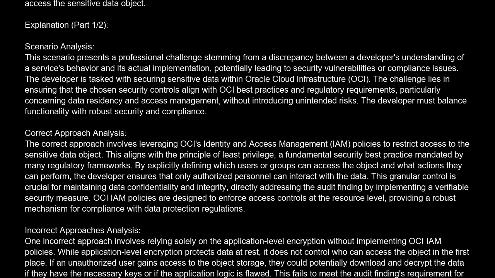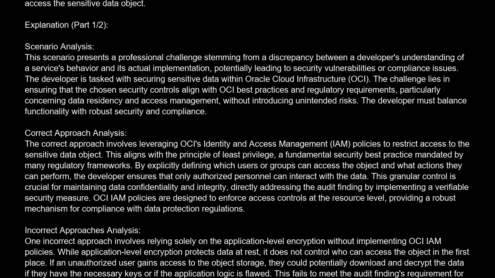The developer is tasked with securing sensitive data within Oracle Cloud Infrastructure (OCI). The challenge lies in ensuring that the chosen security controls align with OCI best practices and regulatory requirements, particularly concerning data residency and access management, without introducing unintended risks. The developer must balance functionality with robust security and compliance.